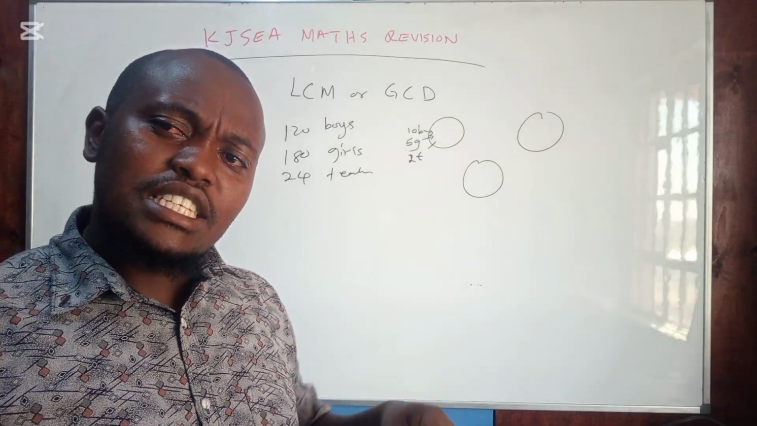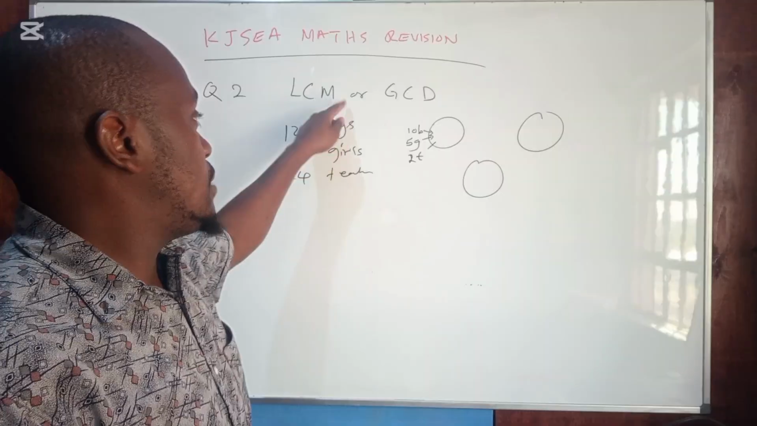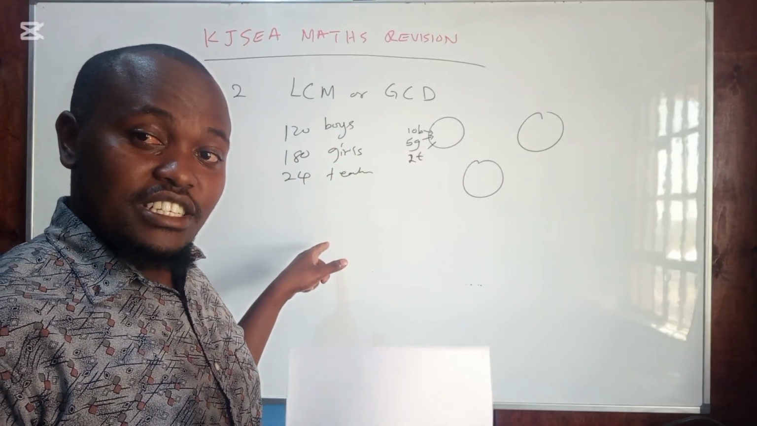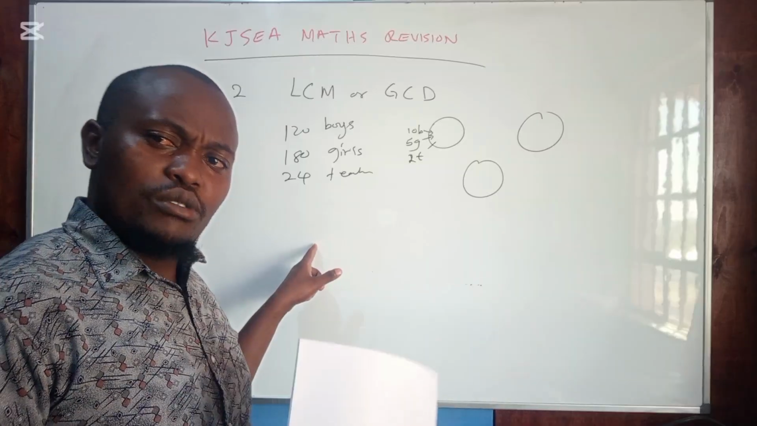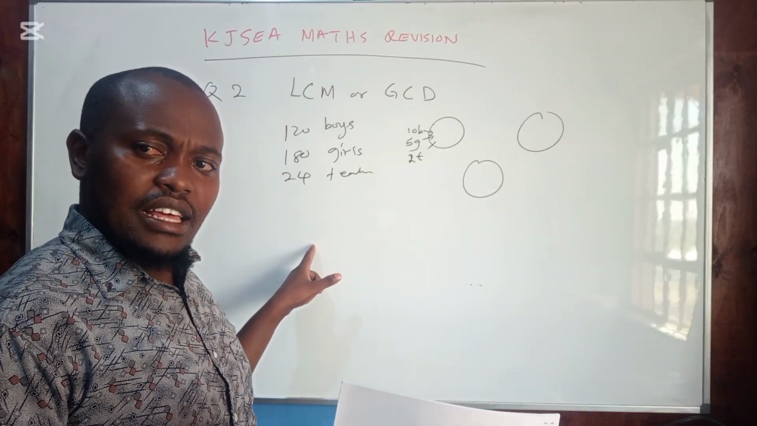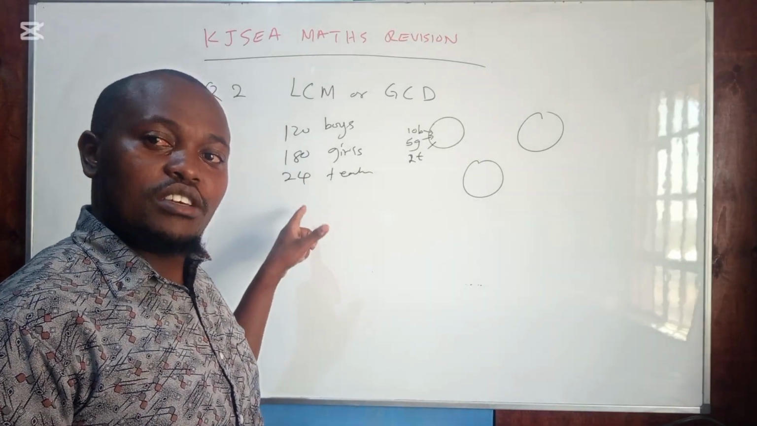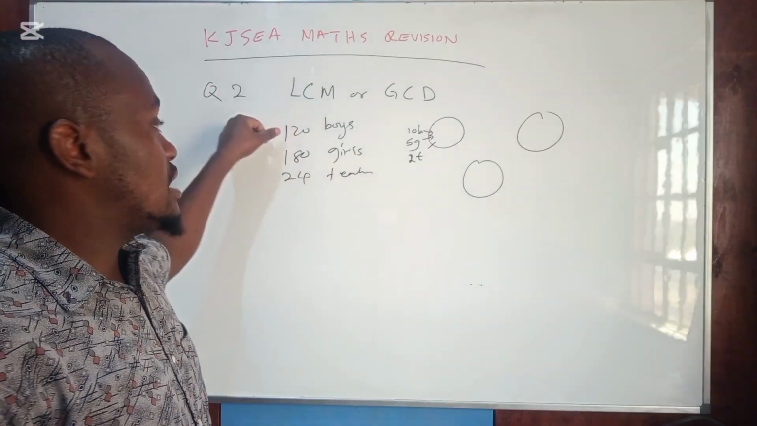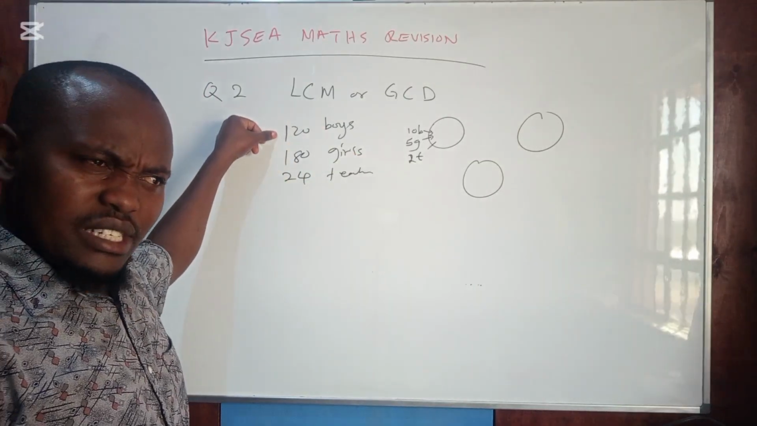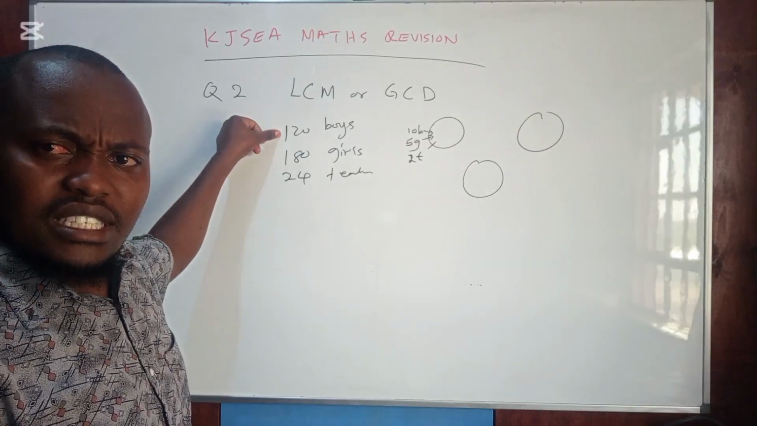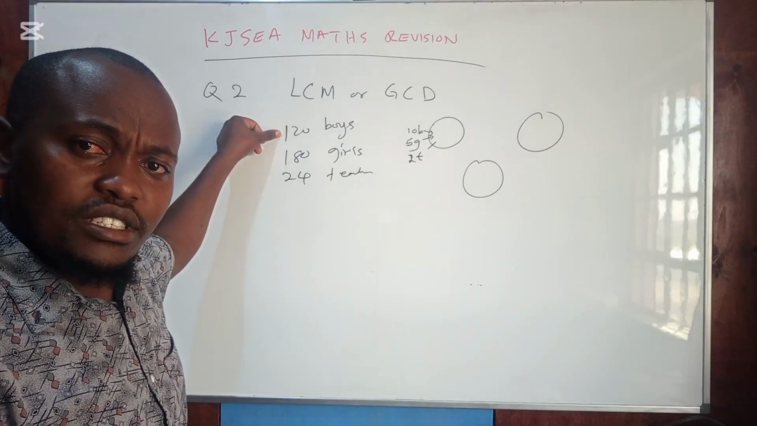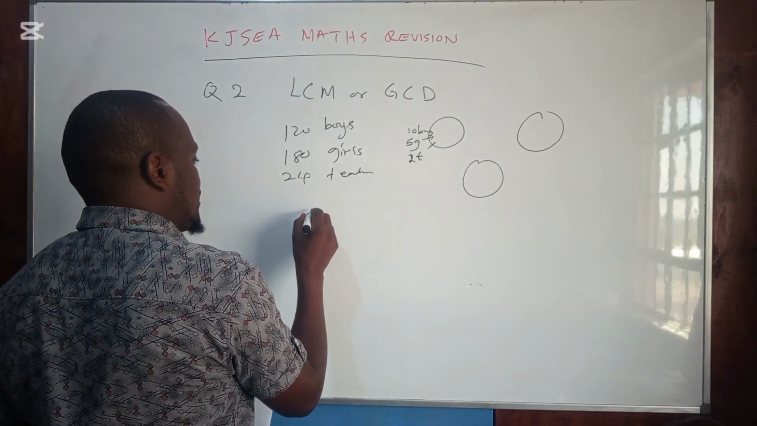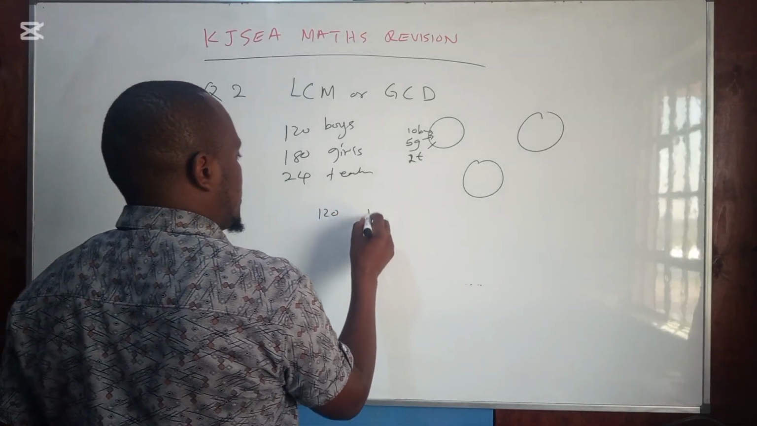LCM, remember, is the least common multiple. So you are going to get a number bigger than all of this. So it will not help you. The first thing is to determine the number you are looking for. Is it larger or smaller than all this? So we are looking for a smaller number than this. For example, you cannot have 120 groups. You only have 120 boys. It means some groups will not have boys. So we look at GCD.